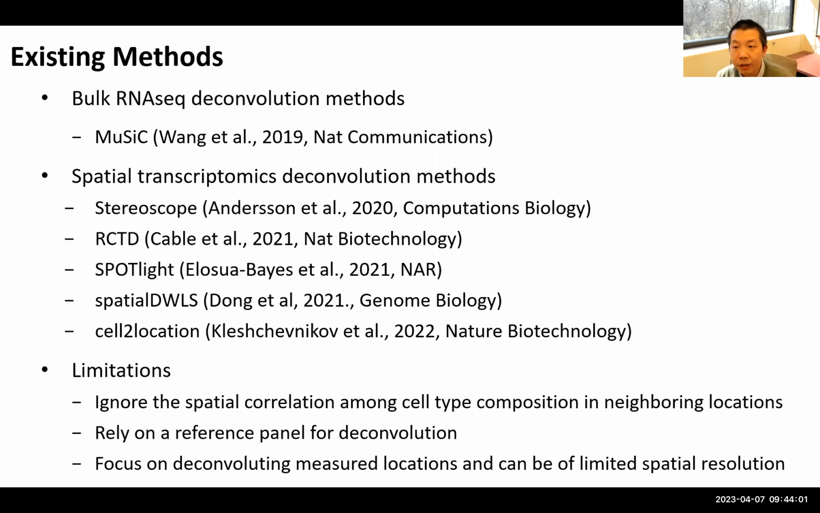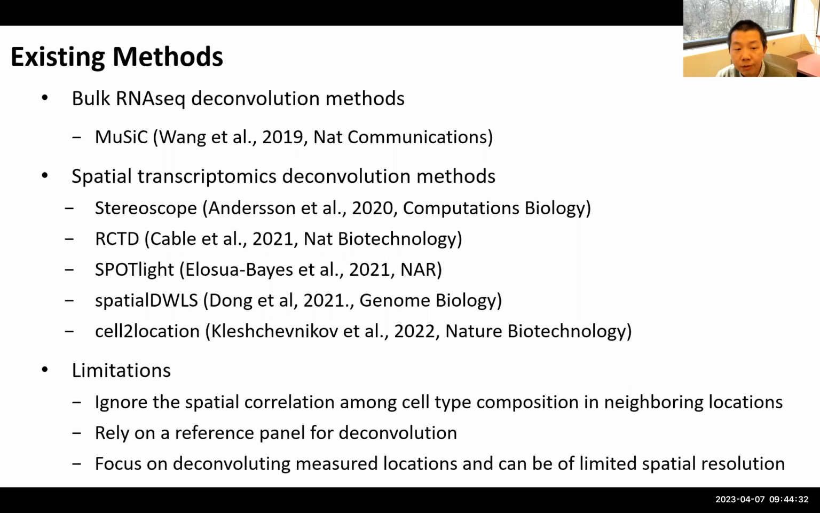Specifically, if location i and location j are close to each other, you might expect the cell type composition on these two locations to be similar to each other. And this similarity can actually allow you to borrow information across neighboring locations, or even across the entire tissue, to do a better job on cell type deconvolution. So it would be nice to incorporate this type of spatial correlation structure among cell type compositions.